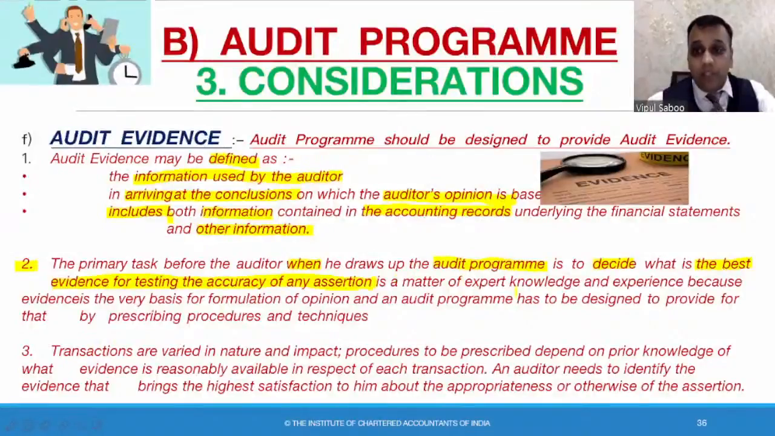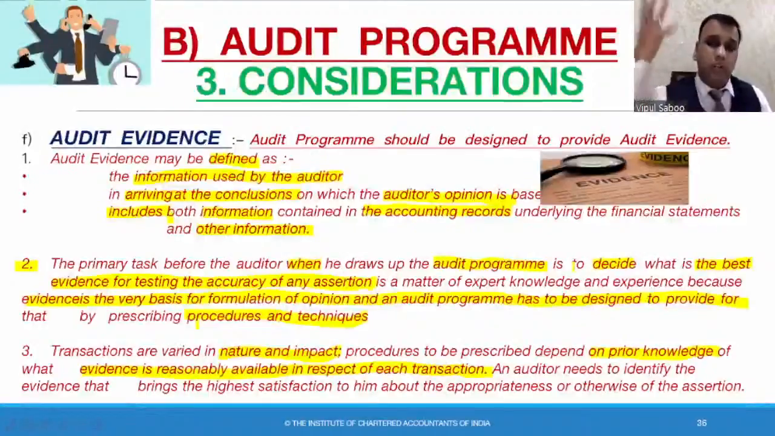is a matter of expert knowledge and experience, because evidence is the very basis for formulation of opinion, and an audit program has to be designed to provide for that by prescribing procedures and techniques. Transactions are varied in nature and impact; procedures to be prescribed depend on prior knowledge of what evidence is reasonably available in respect of each transaction. So we have to be very much aware of what would be the evidence in this particular kind of transaction.